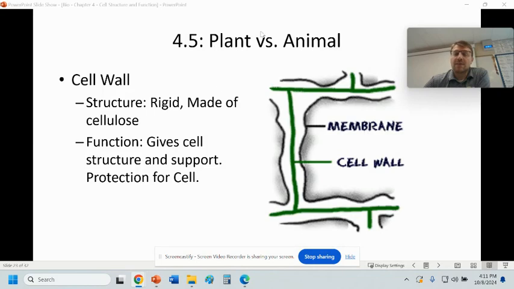Another type of organelle that we're going to see in plants that we're not going to see in animals are cell walls. And these are rigid structures made of cellulose, and they're found on the outside of the cell membrane. You can see where the cell wall is. And they basically give the support and structure of a cell. And they're used also for protection.